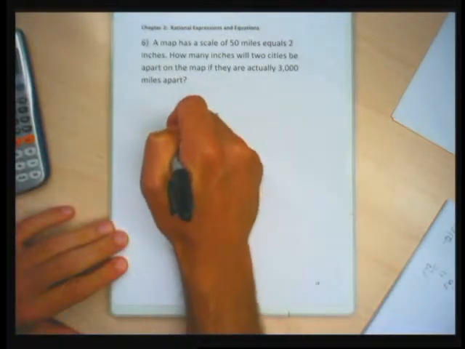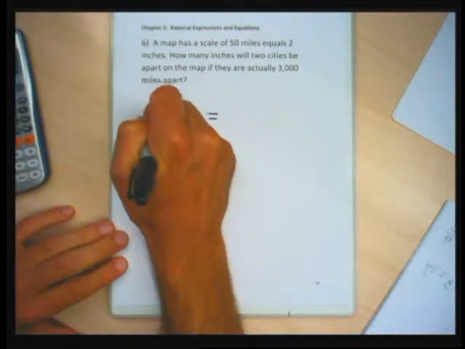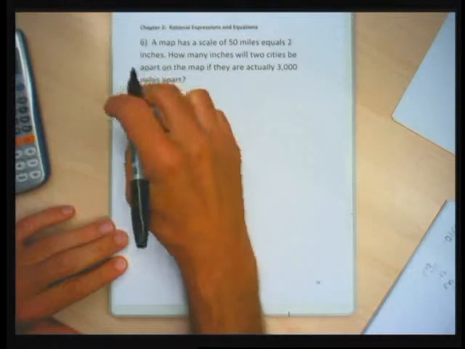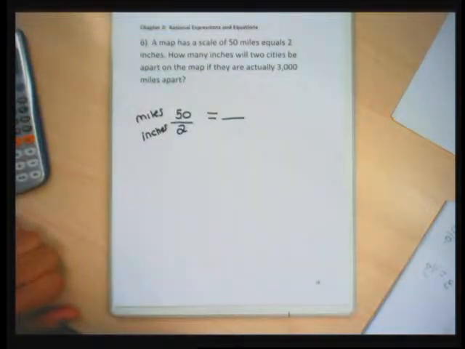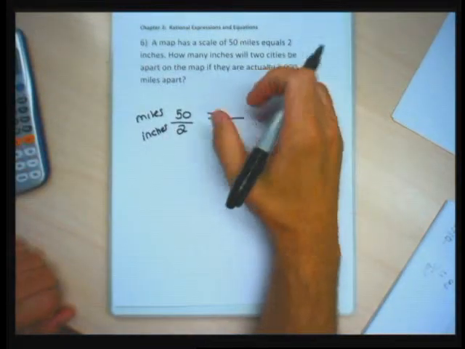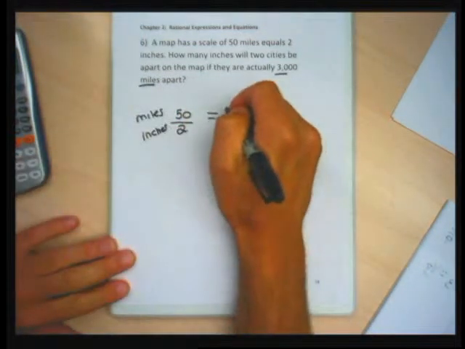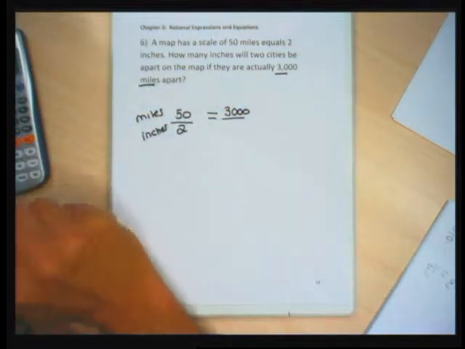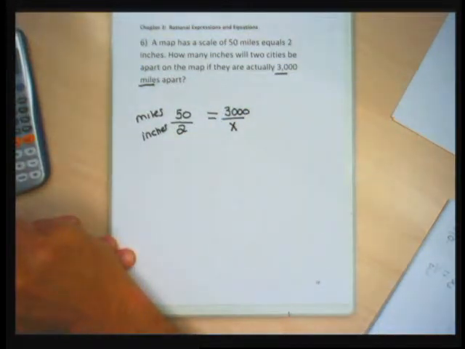So in the first sentence, I see that 50 miles is equivalent to 2 inches. I don't really have to write the words miles and inches, but it helps me when I do the other side of the equation. So there's one more number left. It's going to belong in the fraction to the right of the equal sign, and the 3,000 represents miles, so I'm going to put it parallel or across from the 50, which also represents miles. And I'm going to throw an x down in the denominator. That's the unknown, how many inches are going to be apart on the map.